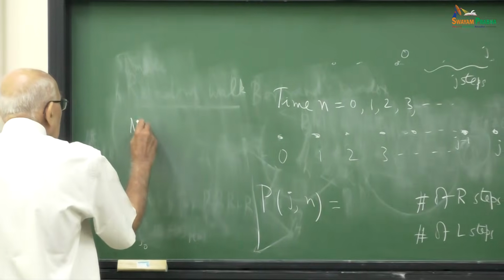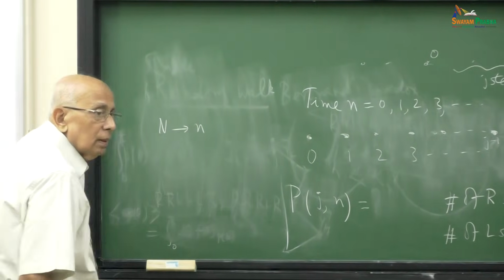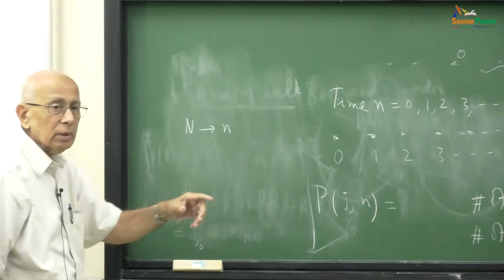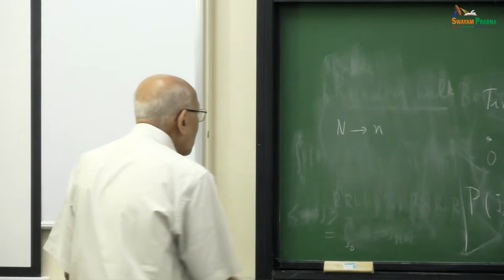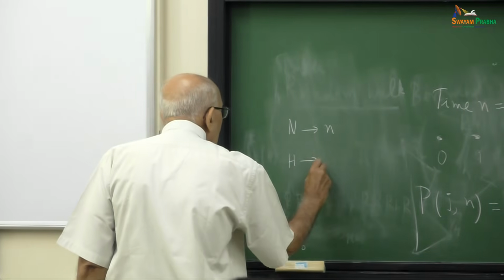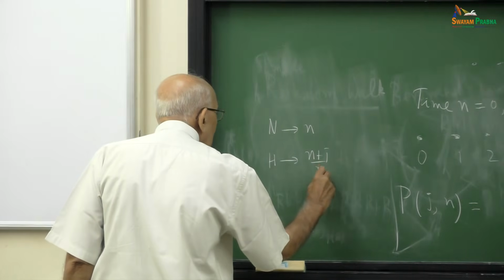The correspondence was n goes to n. The number of steps is the same as the total number of coins that we tossed. And the number of heads is n plus j over 2.